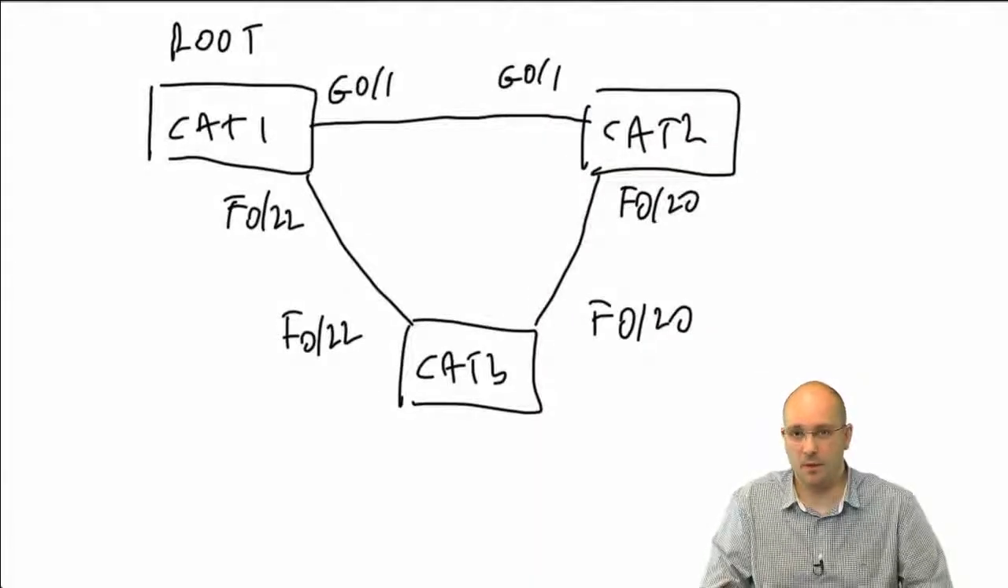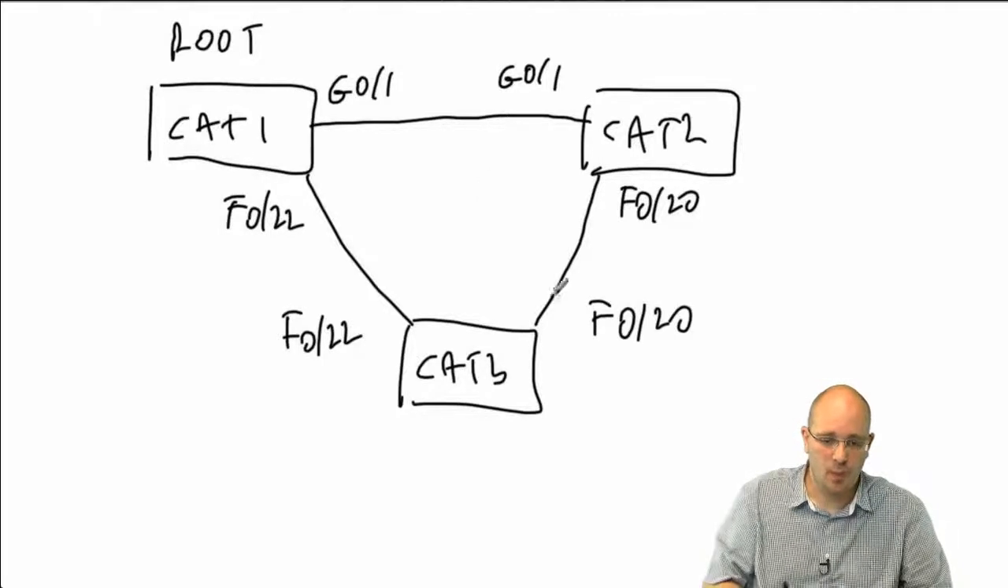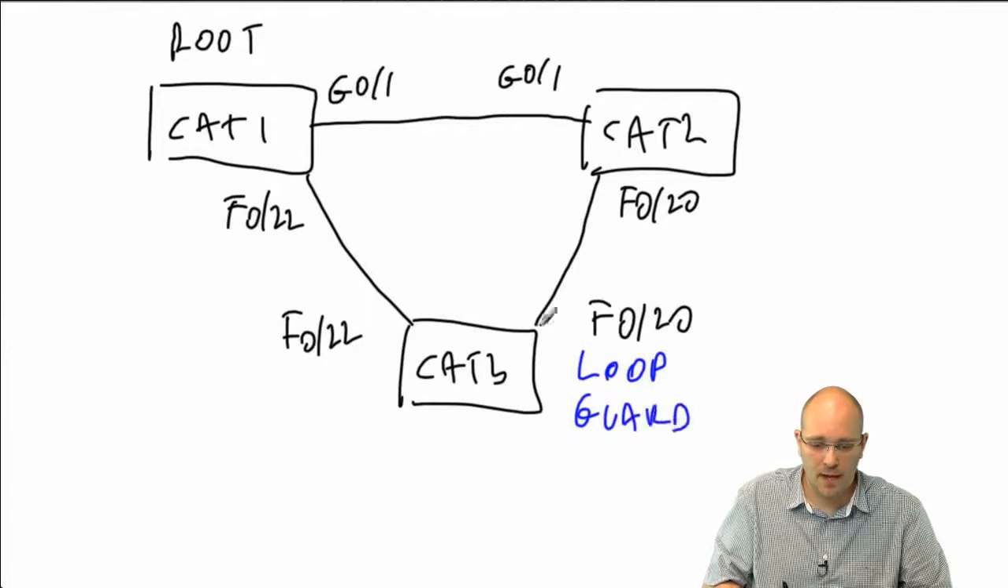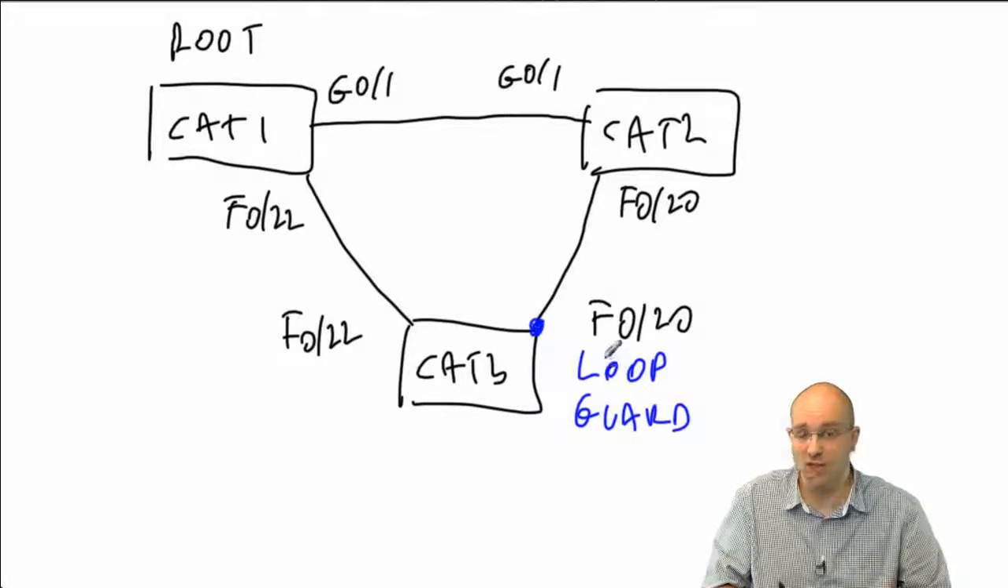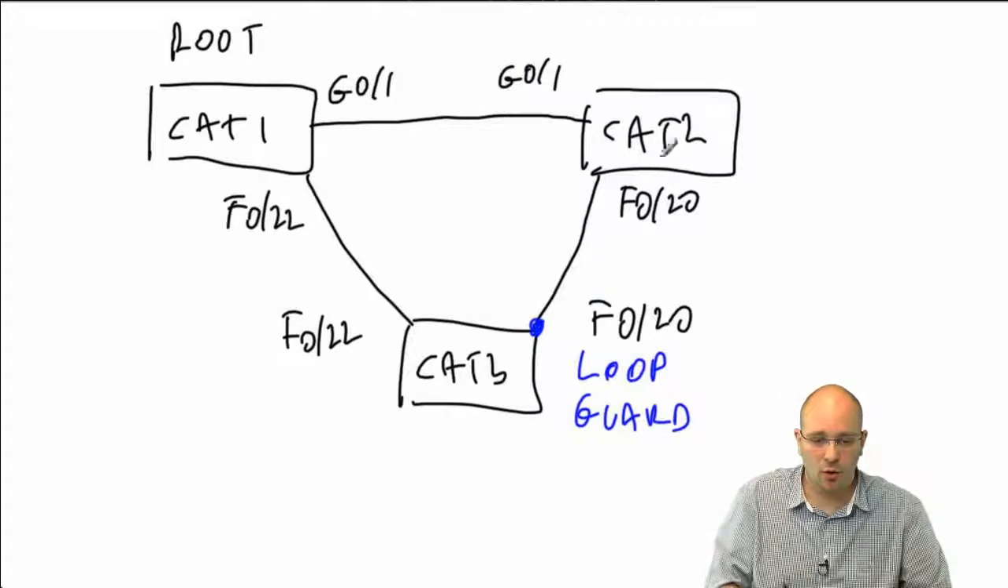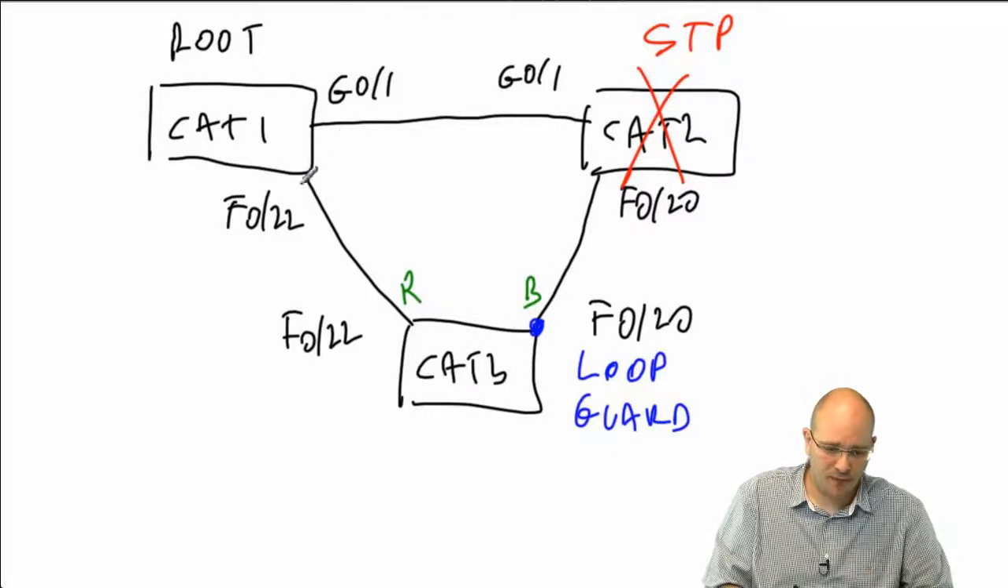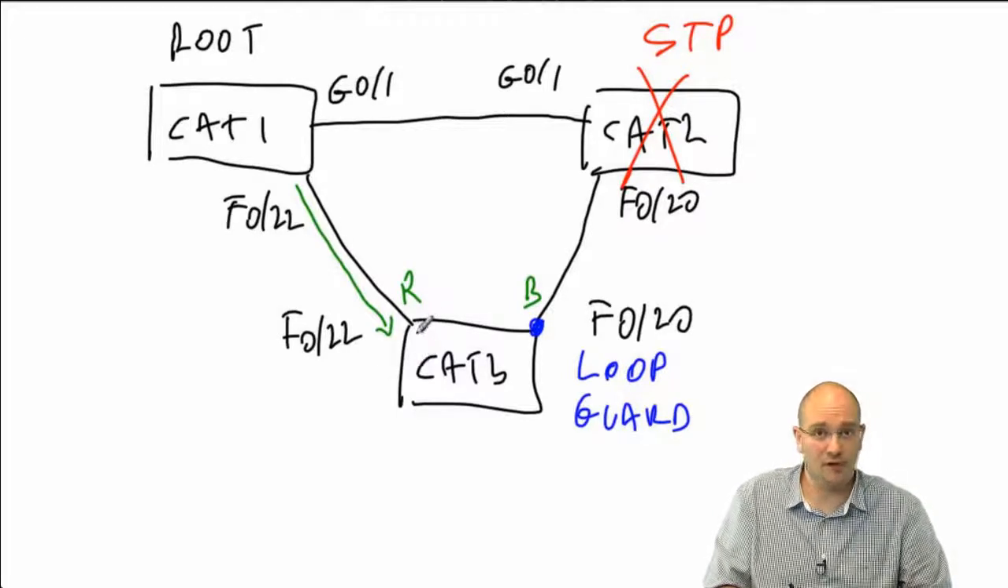The next example is also going to be an interesting one. I'm going to have LoopGuard enabled on FastEthernet 20, just as I had before. But on Cat2, I'm simply going to turn off the spanning tree. What is this going to do to my network? Now, remember that this port here was the root port and this port here was blocking. With this change, these BPDUs that are arriving from Cat1 are going to be arriving normally.